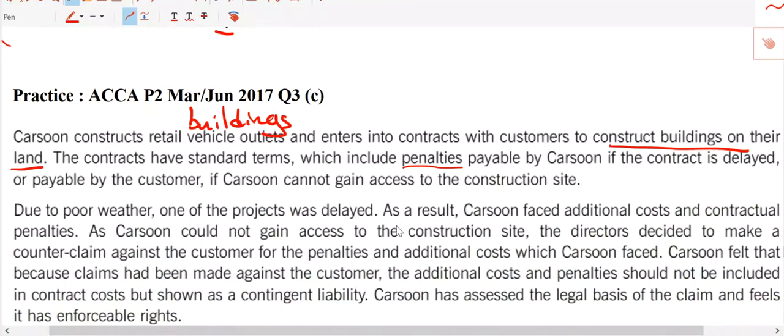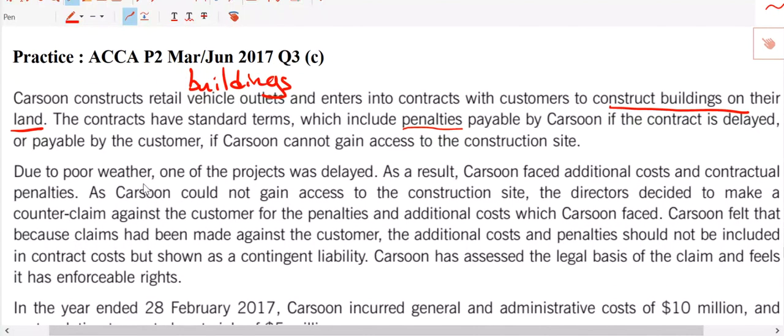We talk about the main thing first. There are 3 things that they are requiring. So now penalty is one of the things that we need to discuss. Penalty is payable by us if construction is delayed, or payable by the customer if we cannot gain access to the construction site. In the T&C, if the contract is delayed, we have to pay penalty. If we cannot go into the construction site, the customer has to pay the penalty.